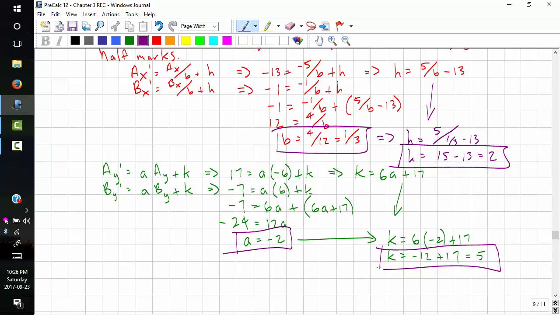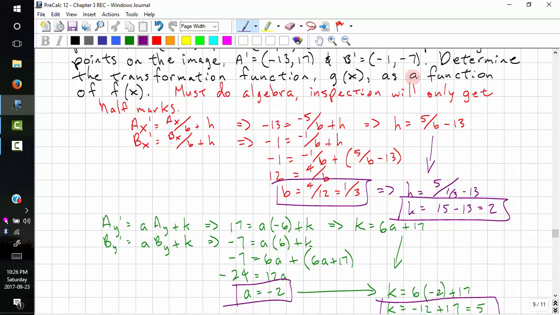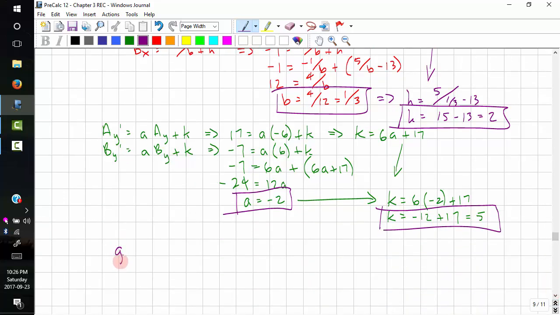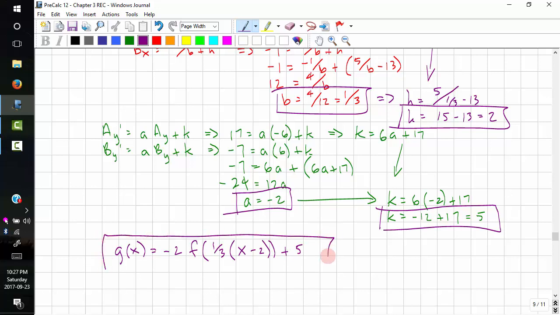So we still have to answer the question, which is as a function. We need to express g of x as a function. So we know the coefficients. G of x equals -2 f of 1/3 x minus h, that's -2, and then plus k, that's 5. And again, we box our answer.